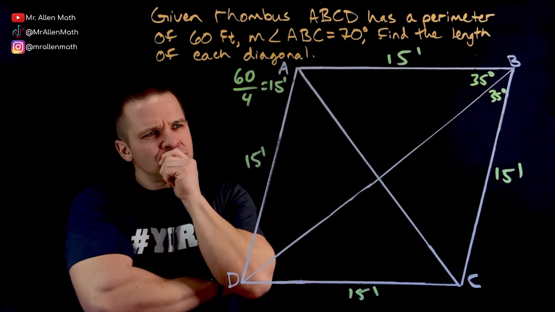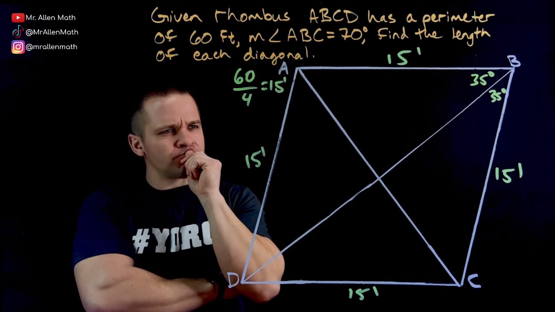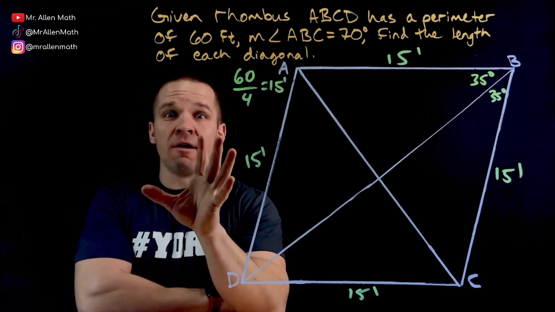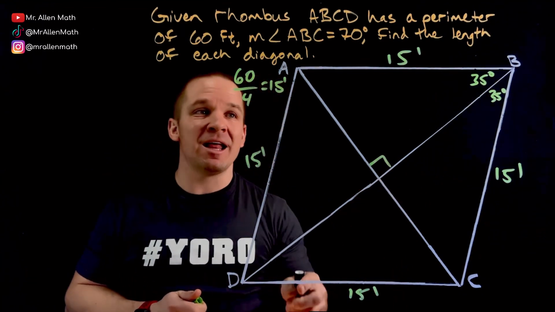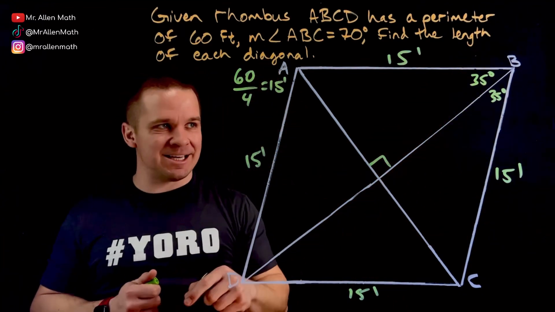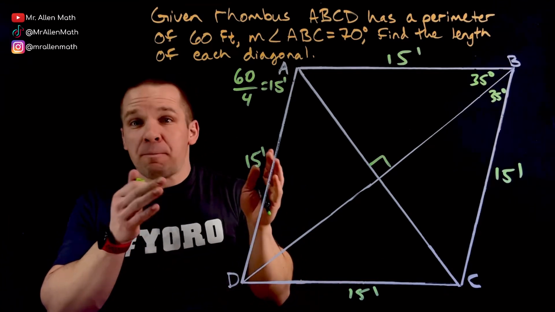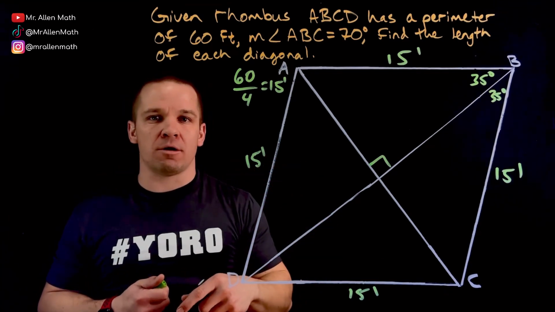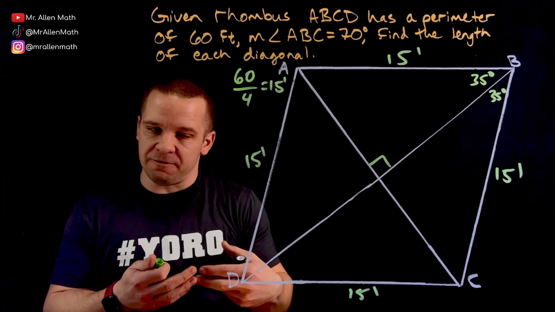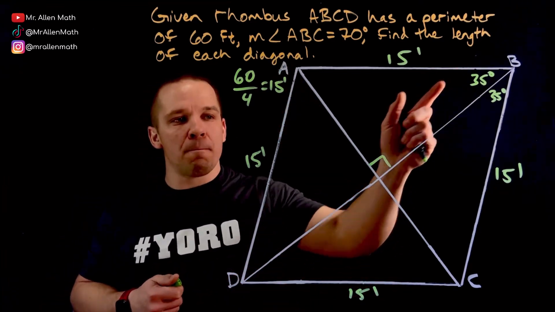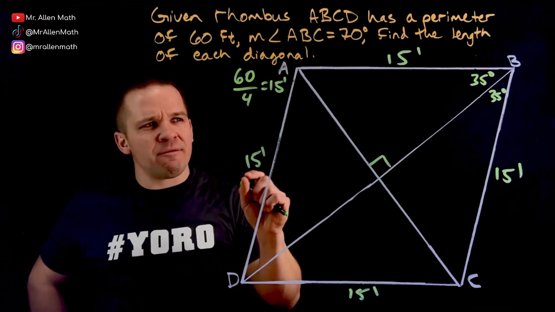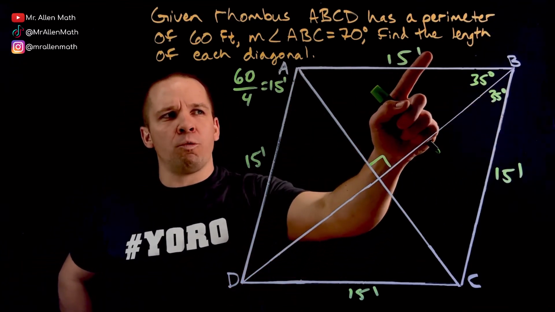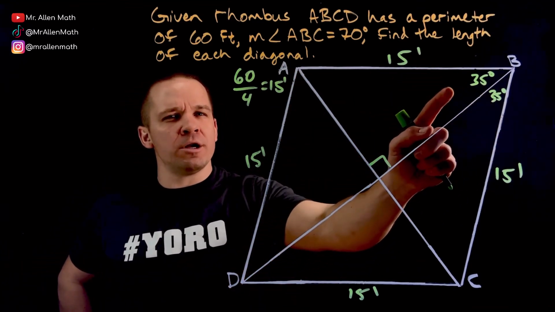Anything else here? Well, the diagonals of a rhombus are also perpendicular to each other, right? They perpendicularly bisect each other. In a parallelogram, the diagonals bisect each other, but in a rhombus, even more specific, you get perpendicular bisectors. So we get a right angle. It looks like we have a right triangle with one known side and one known angle.